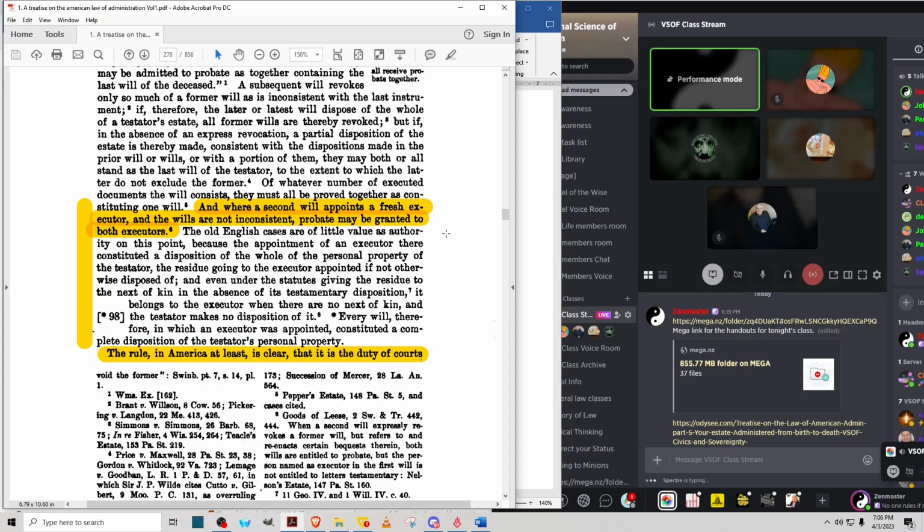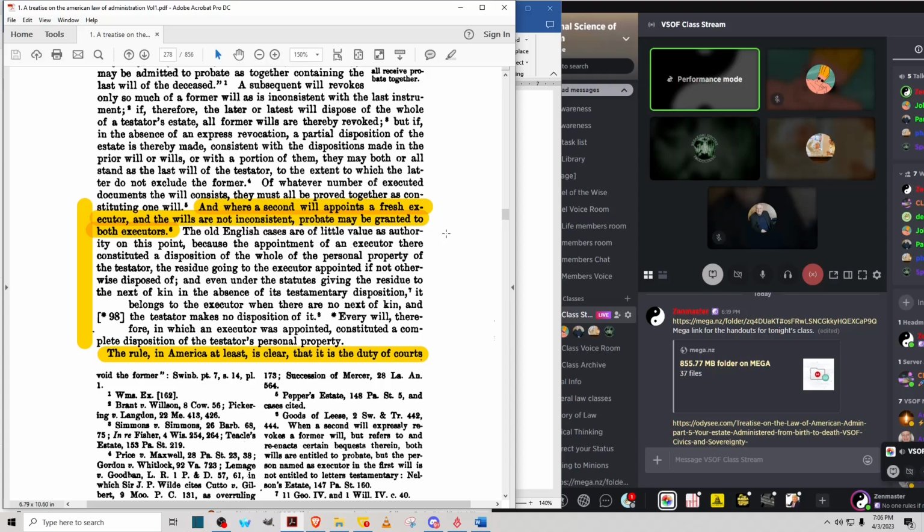So the Old English cases are of little value as authority on this point, because the appointment of an executor there constituted a disposition of the whole of the personal property of the testator, the residue going to the executor appointed, if not otherwise disposed of.